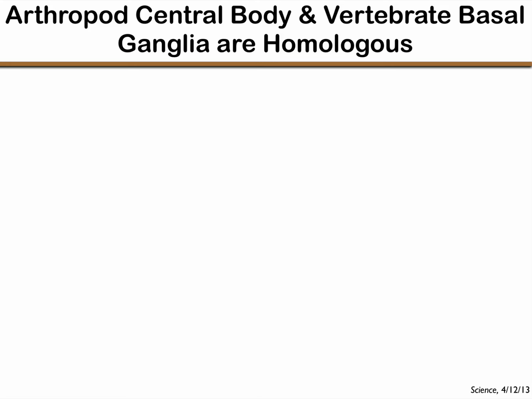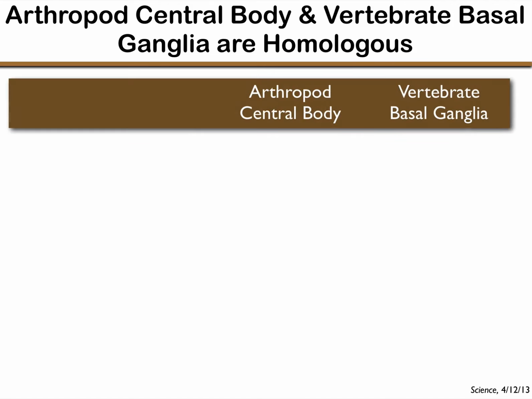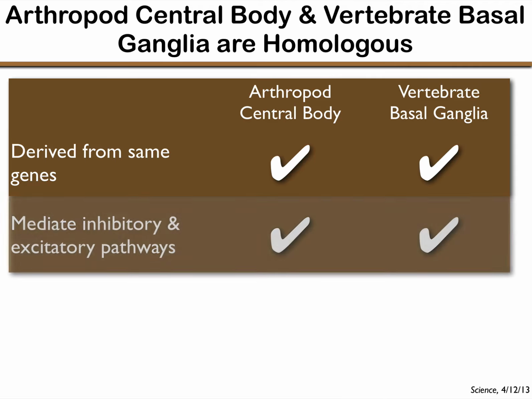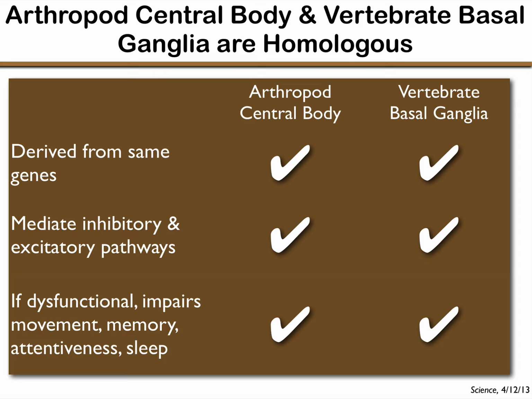Well, guess what? It turns out that the arthropod central body and our basal ganglia are indeed homologous. Why is that? Well, it's because, on the one hand, they're derived from exactly the same genes. They mediate inhibitory and excitatory pathways in the arthropod brain and in our brain. And if they become dysfunctional in some way, there's going to be impairments in movement, memory, attentiveness, sleep, and probably some other things as well in both arthropods and us. So they are functioning exactly the same in arthropods as well as in vertebrates, including humans.